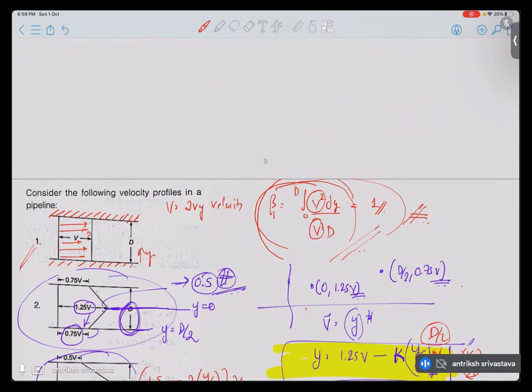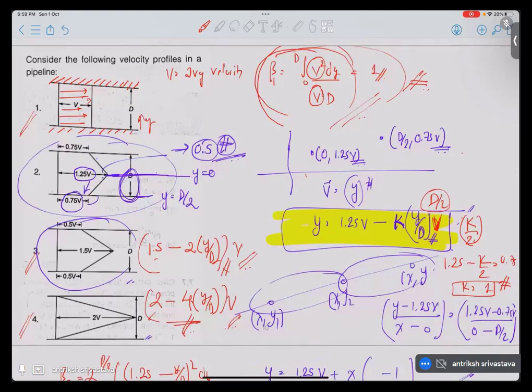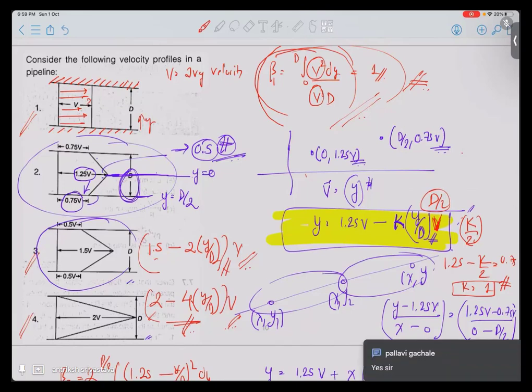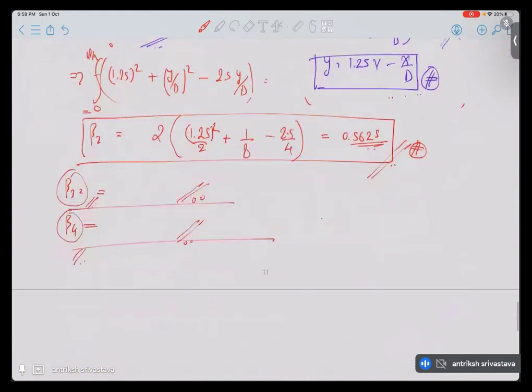Okay, now did you understand this correctly, Pallavi? And everyone else also, did you understand this? Thank you. Yeah, so if you ask me questions, it allows me to explain it to you in detail. Yeah, so using this, you can calculate beta 3 and beta 4.